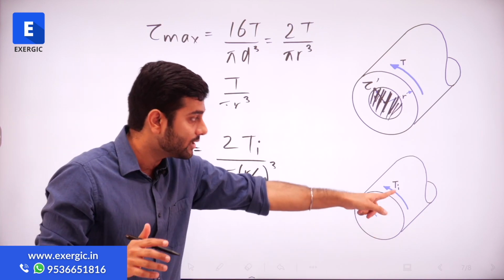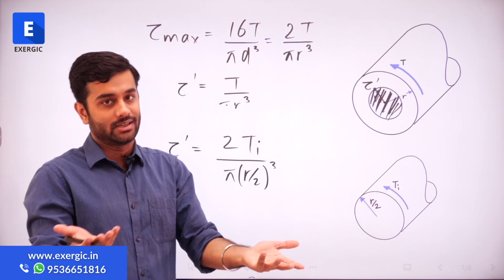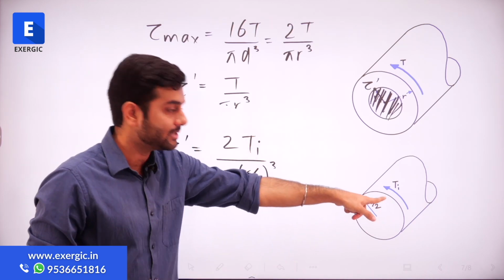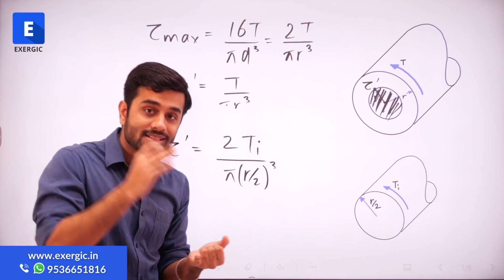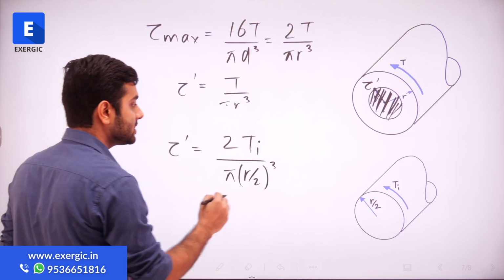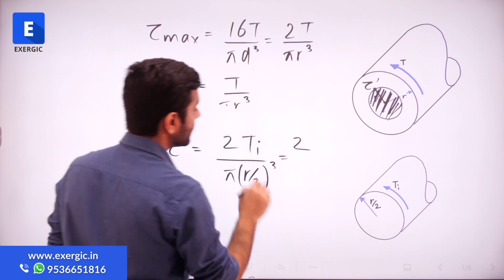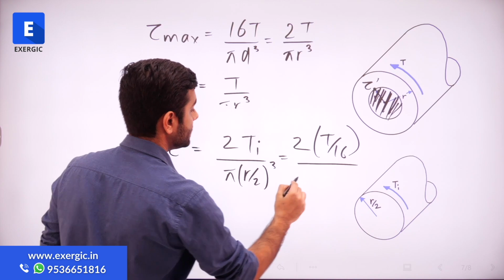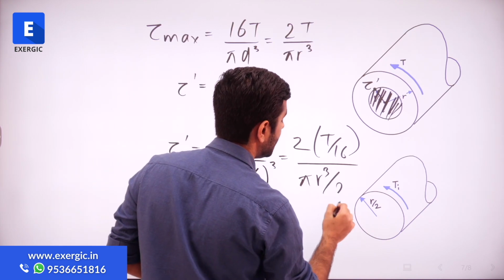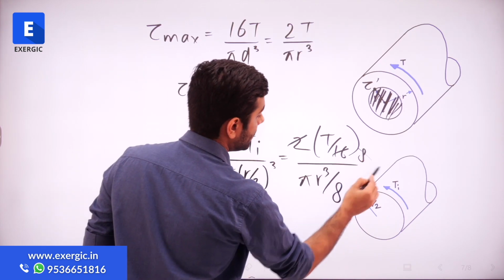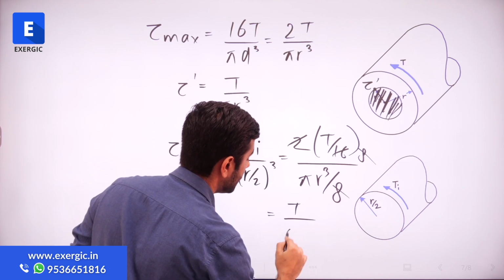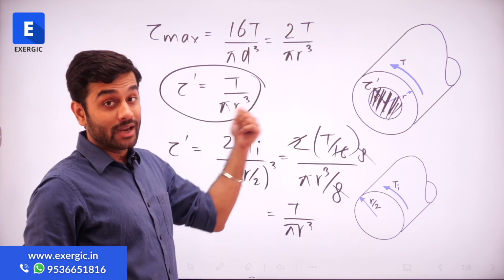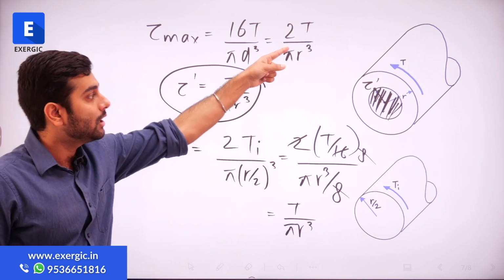Earlier I was not knowing what is Ti, so I could not use it, right? Because if I put total torque, I will get wrong answer. How much will be the torque resisted by this, that I was not knowing. But since now I know this, if I put this value here, what I will be getting? Ti is T divided by 16, right? And it is pi r cube divided by 8. If you simplify them, 8, 8 and 8 will cancel, you will get T by pi r cube, which is the same expression as this one, which you get by finding out maximum value and dividing it with 2.